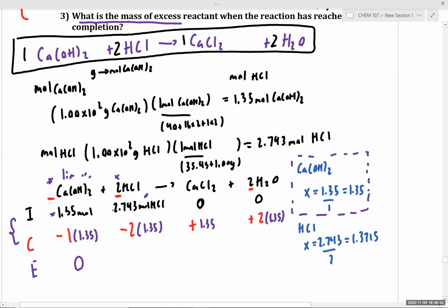For our hydrochloric acid, we're going to take our initial minus our change. So we have 1.35 times 2, and we subtract that from 2.743. That gives us 0.043 moles of hydrochloric acid left over. For calcium chloride, 0 plus 1.35 gives us 1.35 moles of calcium chloride. And for water, 2 times 1.35 gives us 2.70 moles of water. Does this method make sense to everyone?